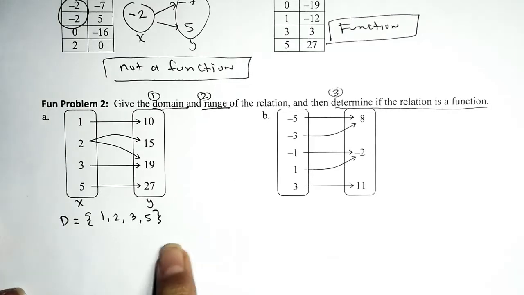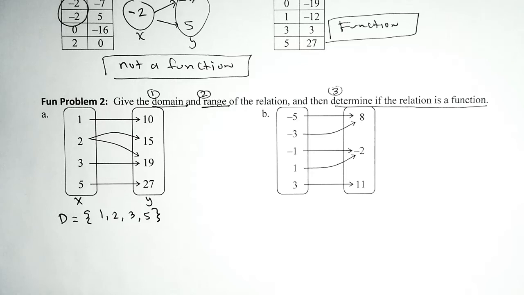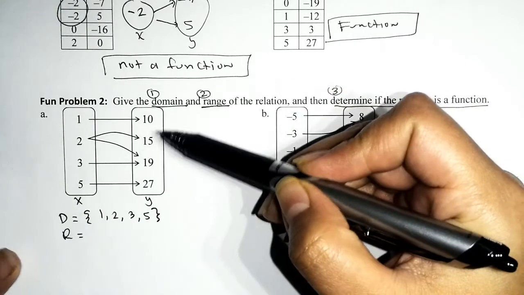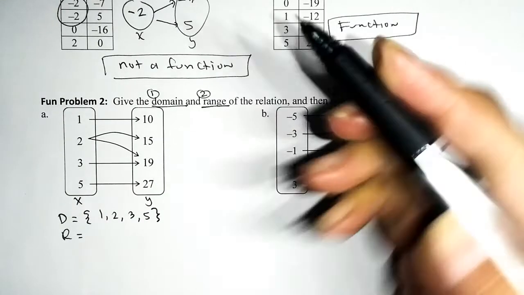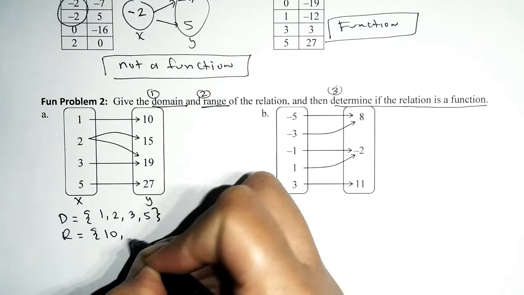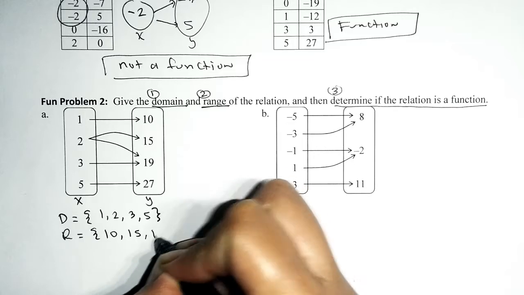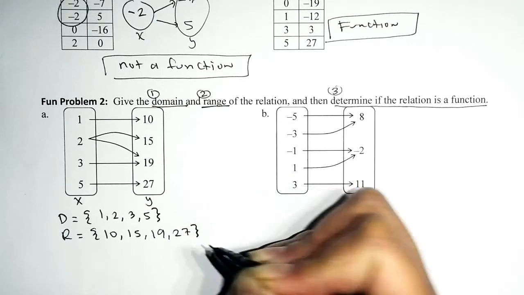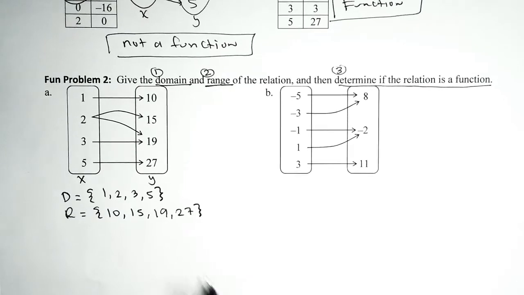Oh look, I'm improving. I'm so proud of myself. All right, what is the range? Range is the set of all the output values, so like the y's. So we have range equals, the elements are 10, 15, 19, and 27. So we have the set of these numbers, 10, 15, 19, and 27. Okay, I'm improving. Pretend that's a close brace.